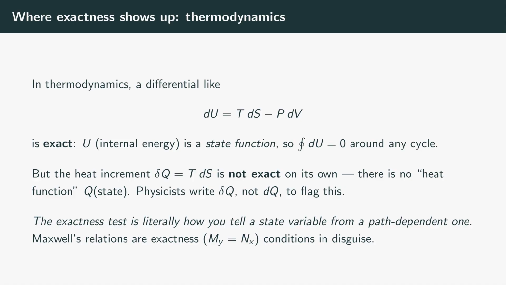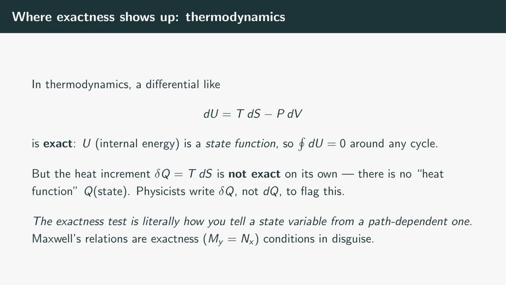Let me show you that exactness is not just a calculus exercise, it is central to physics. In thermodynamics, the change in internal energy is written as temperature times the change in entropy, minus pressure times the change in volume. That combination is an exact differential, because internal energy is what physicists call a state function. It depends only on the current state of the system, so if you go around any closed cycle and return to the start, the total change is 0.